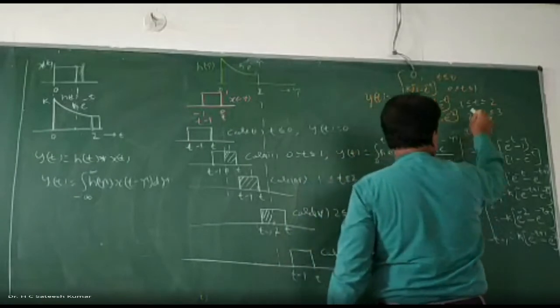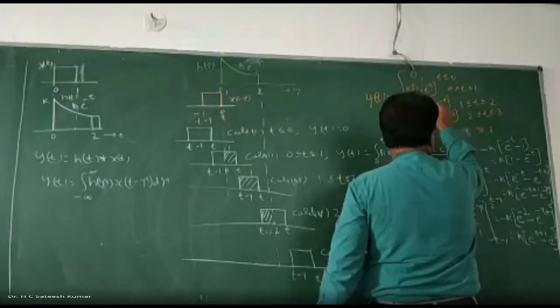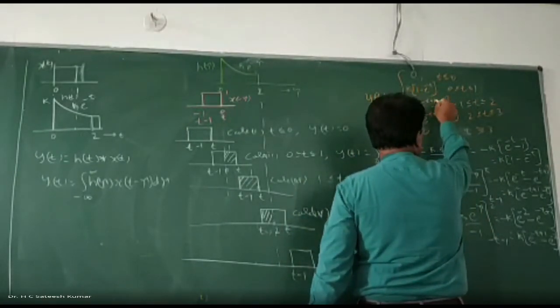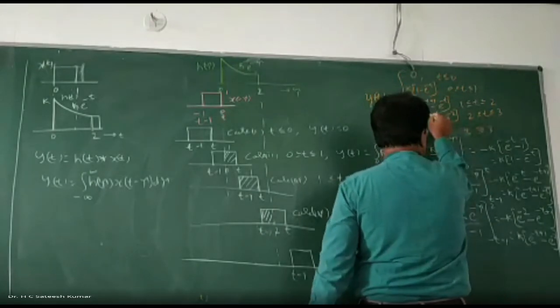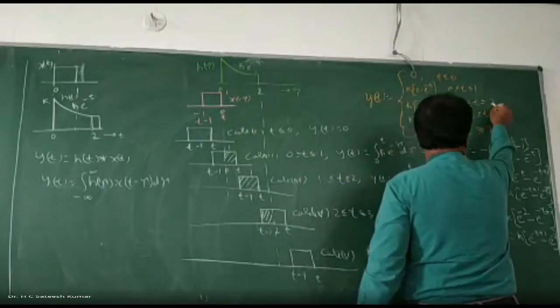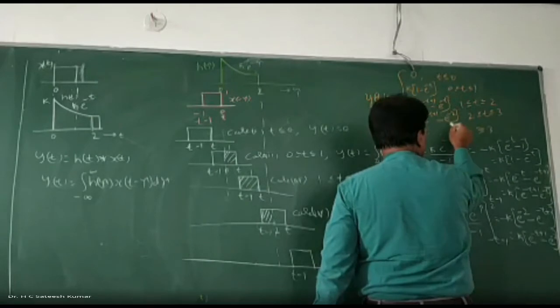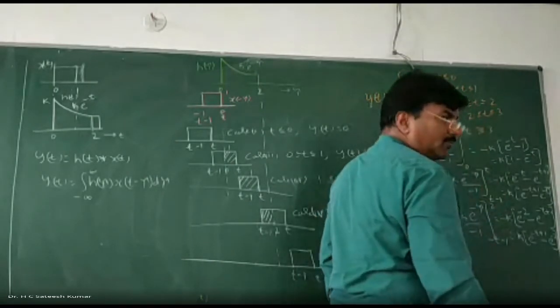T is equal to 2. T is equal to 2 here as well as here. T is equal to 2. First term, e to the power of minus 2 plus 1 is minus 1. Here also minus 2 plus 1 is minus 1. Second term, what is that we have? E to the power of minus 2. Already we have e to the power of minus 2.